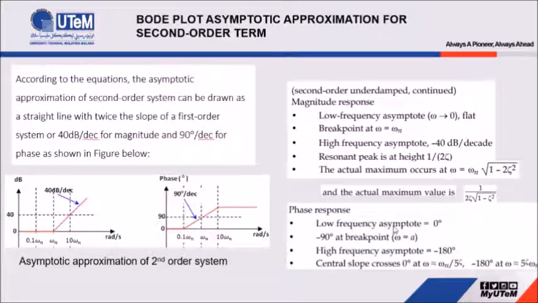The low frequency asymptote is at 0 degree. The breakpoint with 90 degree occurs at omega equal to omega n, or 1 decade before omega n. The high frequency asymptote is negative or positive 180 degree, depending on whether the component is in the numerator or denominator. And the central slope crosses 0 dB at omega equal to omega over 5 zeta, where it is negative 80 degree at omega equal to 5 zeta omega n.